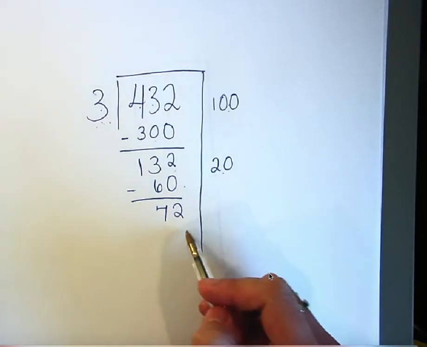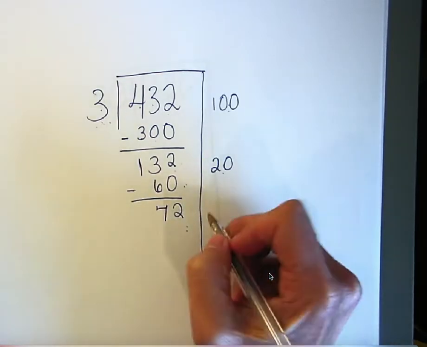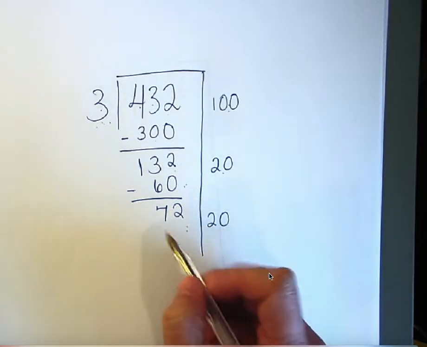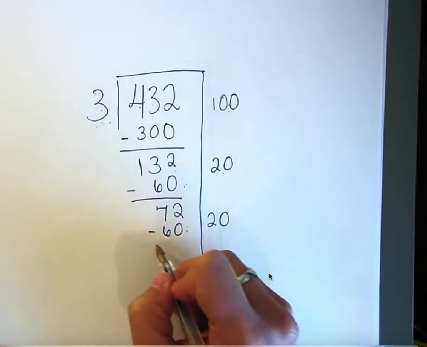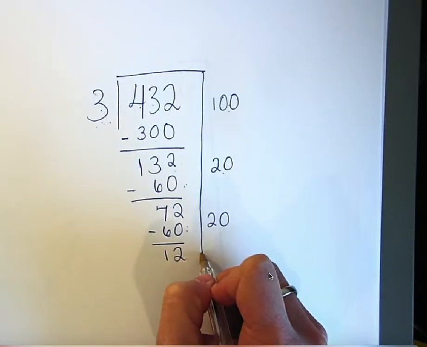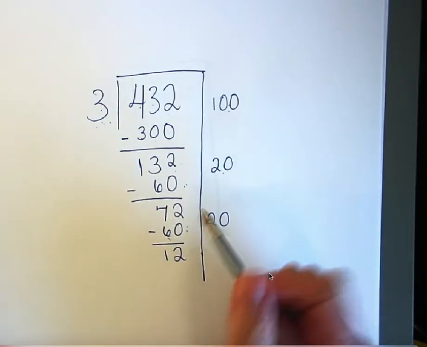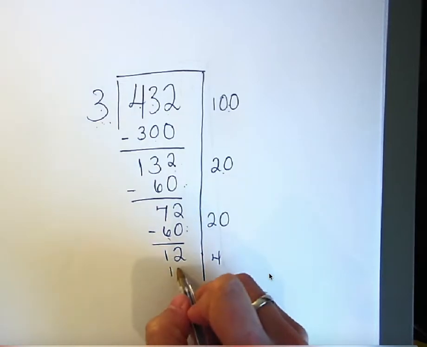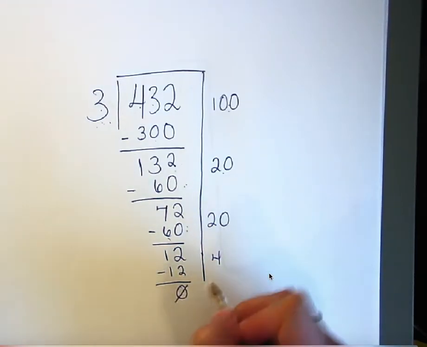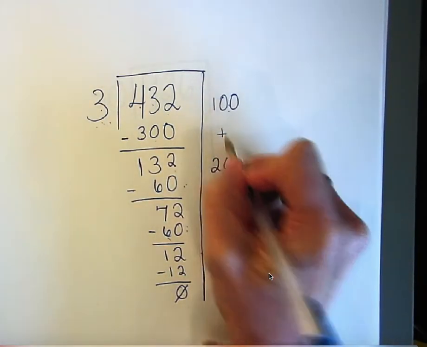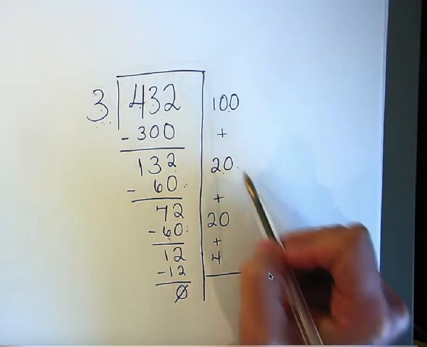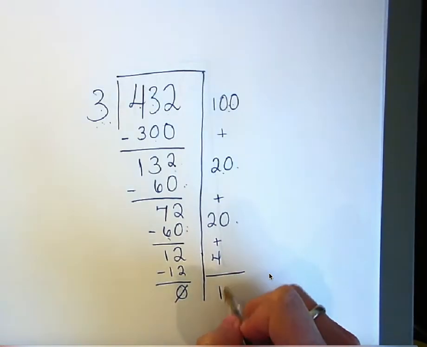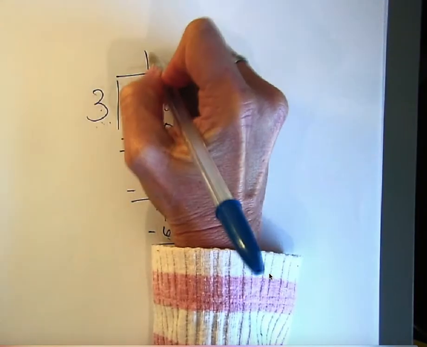Okay, well that worked, and I know that 60 is close to 72, so I'm going to try 20 again. And so 3 times 20 is 60. And then I get 12. And then I know that 3 times 4 is 12. And then that's the answer. So I would add all of these together, 120, 140, and 144.